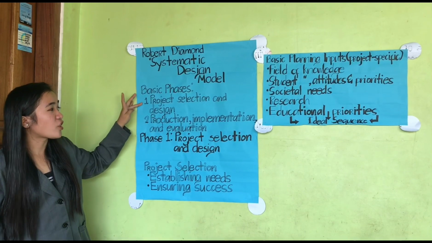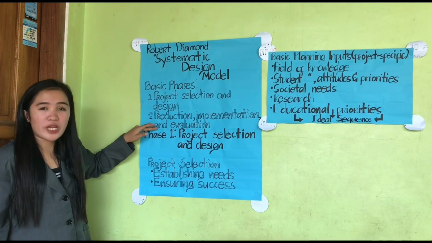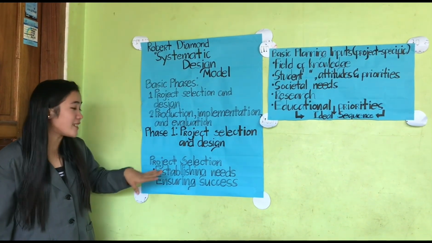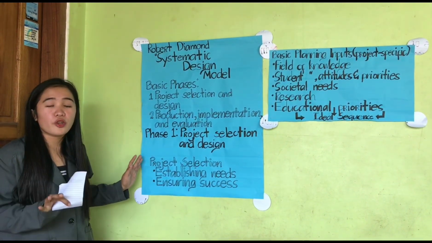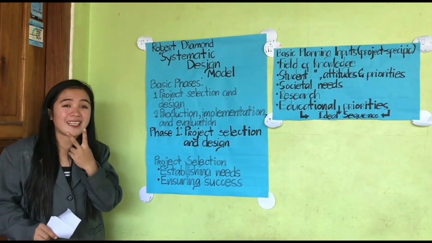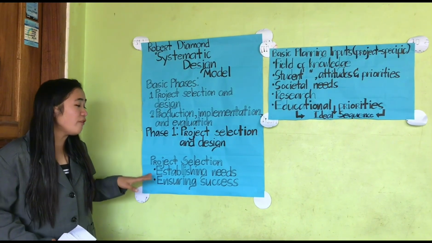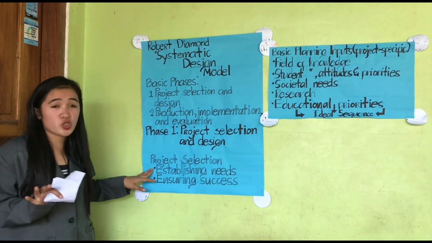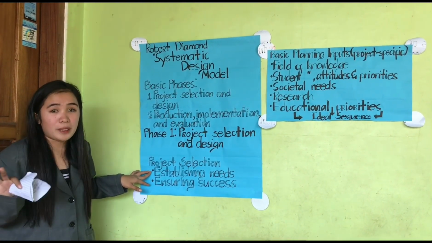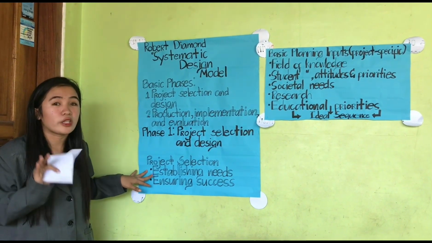First, project selection and design. Second, production, implementation, and evaluation. I'm going to talk first about phase 1, which is project selection and design. When you make a project selection, you should consider two different things: establishing needs and ensuring success. If you're going to make a project, make sure that you establish or look around at what the needs of the people are. What are the needs to be considered in making a curriculum?